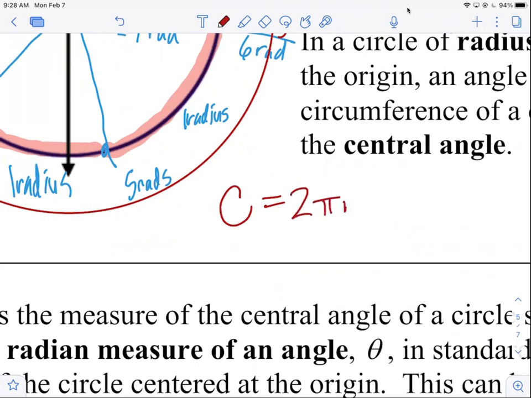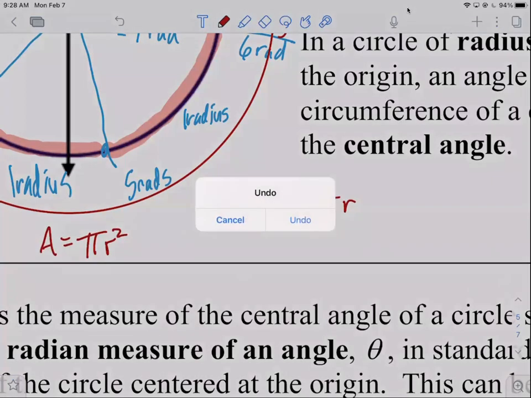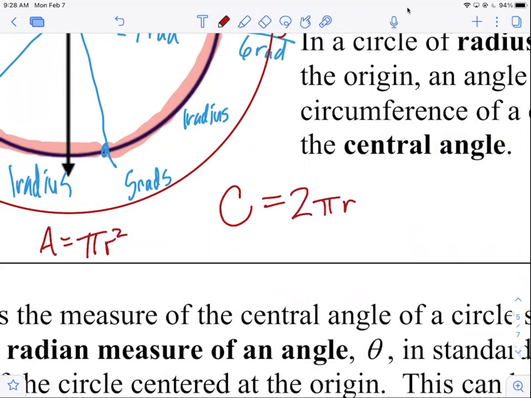2 pi r, or pi d, right? The area, I heard someone say pi r squared. The area of a circle is pi r squared. The circumference is 2 pi r, okay? And that was given to us by Archimedes.